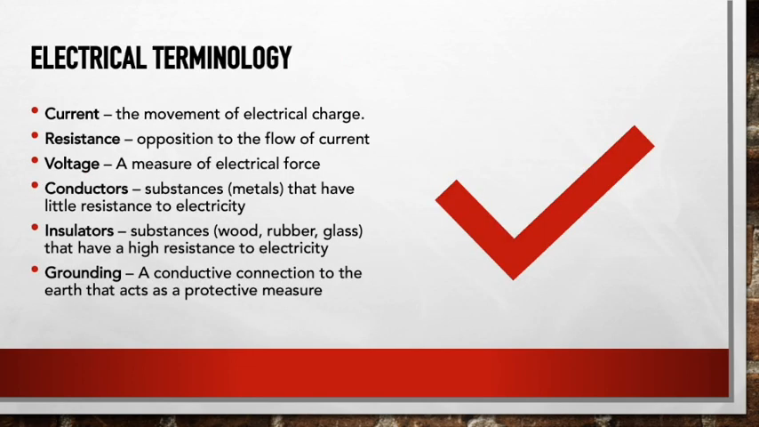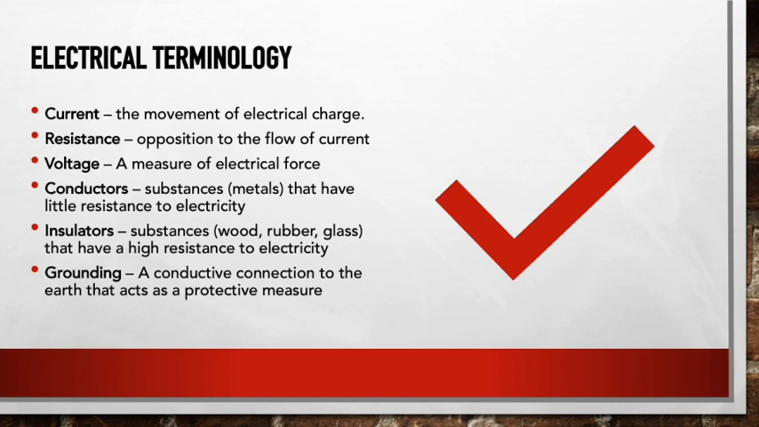So terminology: we have current, resistance, voltage, conductors, insulators, and grounding. These are the most common terms. Current is the movement of electrical charge. That's in everything. Resistance is anything that opposes the flow of current. So certain equipment are called resistors, and wood has a different resistance than copper, for example, which is a much higher resistance. Voltage is a measure of electrical force.